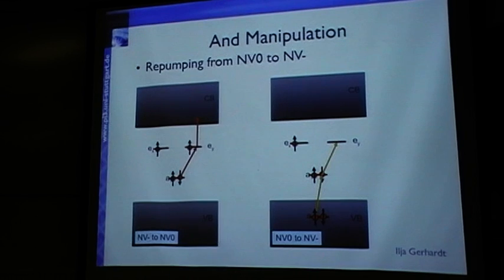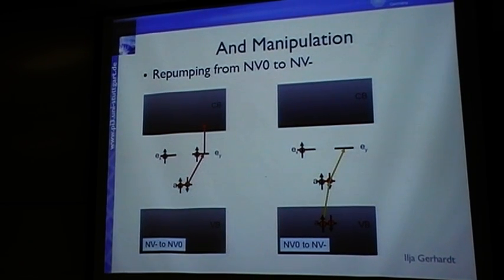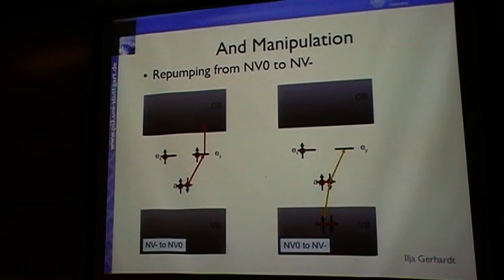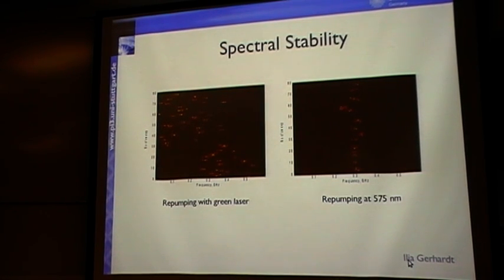And the nice thing is that we can pump it back. We can pump it with a 575 nm laser back to here, and then we are back in the NV minus state. So the negative charge is not very far away. And this is roughly the outcome at low temperatures. I hope you can see it. Yeah, I think it's visible.